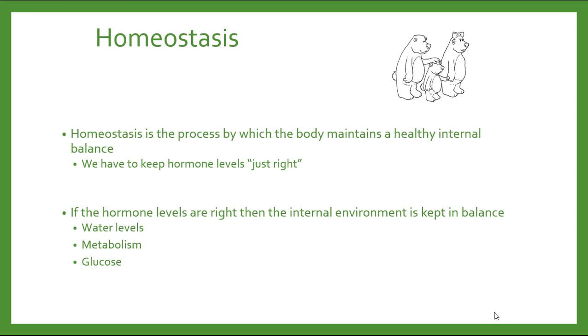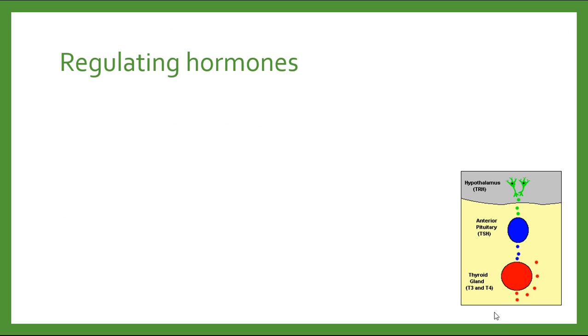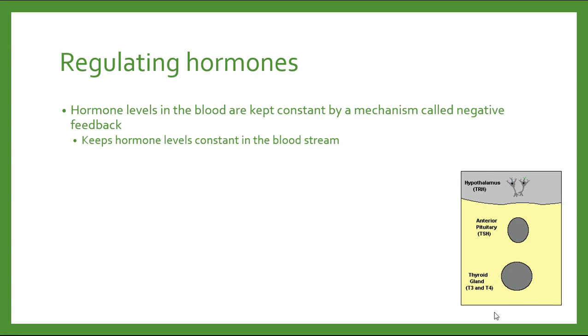So things we can keep in balance by maintaining the correct levels of hormones include water levels, our metabolism, as we saw through the action of thyroxine, and glucose blood sugar through the action of the pancreas. Because this is such an important process, we have to have a means of regulating our hormones. We do this via a mechanism known as negative feedback, where we keep the level of hormones constant in the bloodstream.